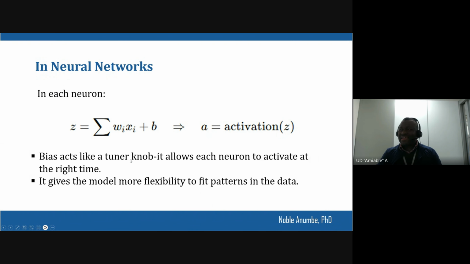So bias acts like a tuner knob. Remember, I was talking about the tuner knob.